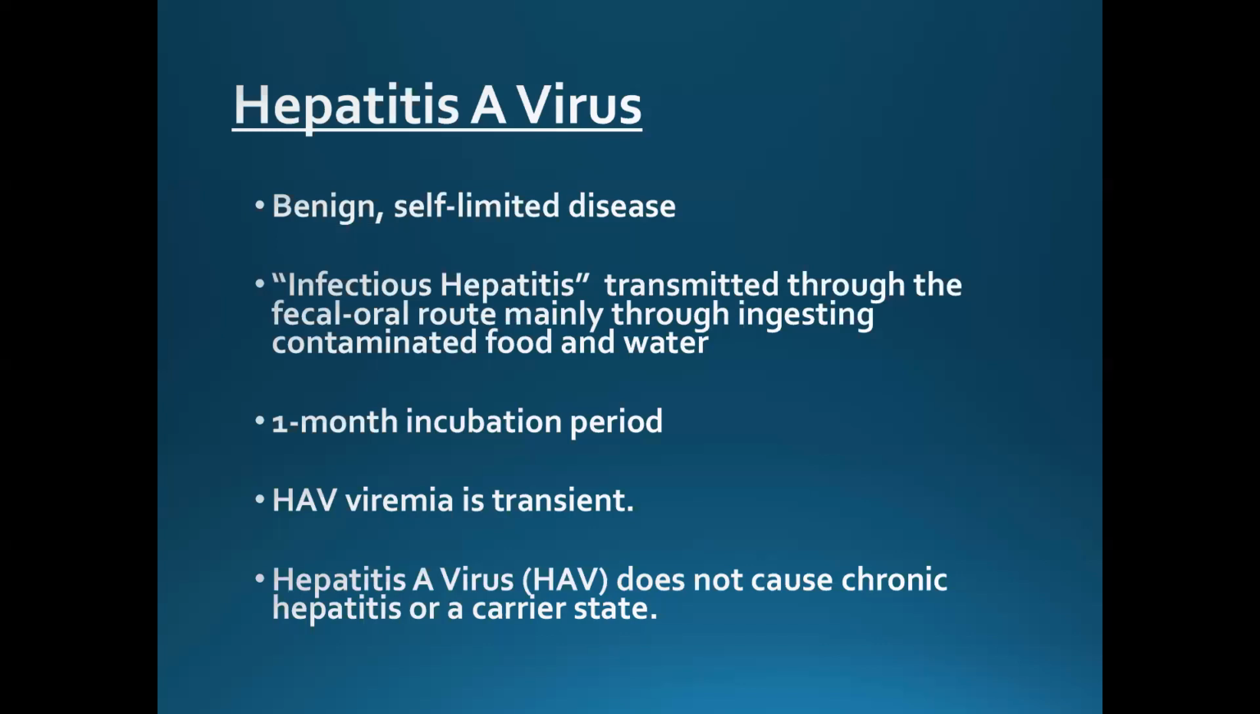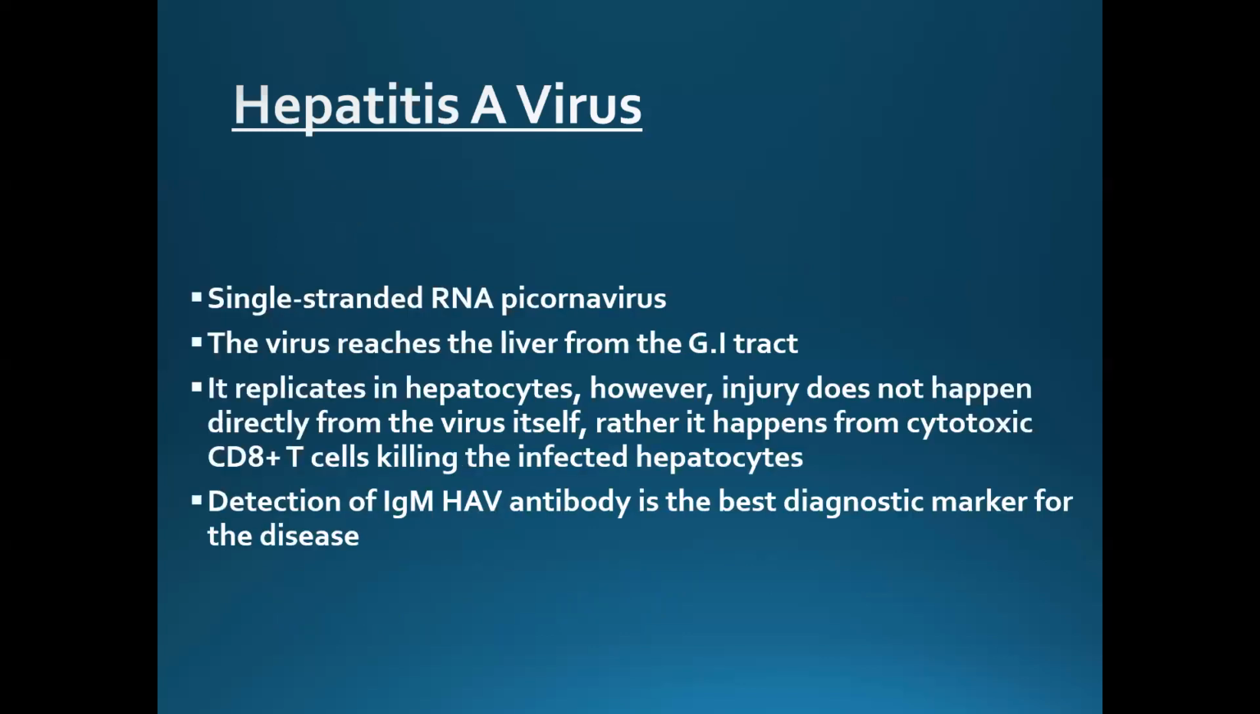So another very important point for hepatitis A. It is a single-stranded RNA virus which reaches the liver from the GI tract, starts to proliferate in the liver cells, but the injury that happens is due to the immune system, by using the CD8 cytotoxic T cells, which kill the infected hepatocytes.